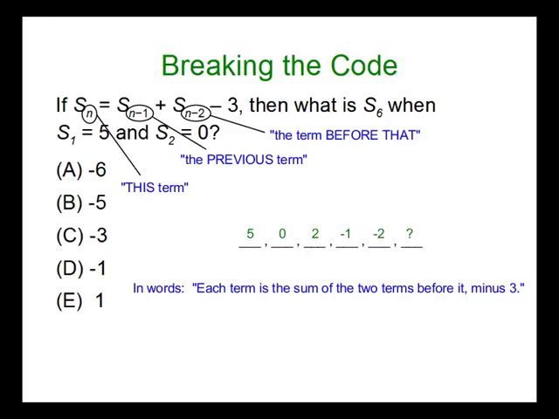And so the sixth term that we're looking for is just the sum of minus 1 and minus 2. That's minus 3. And don't forget the minus 3. So that brings you to minus 6, which is the answer.